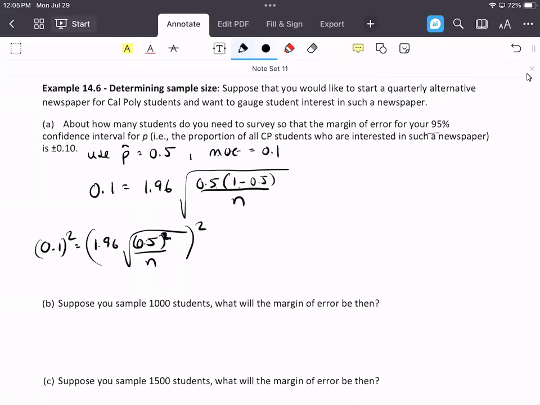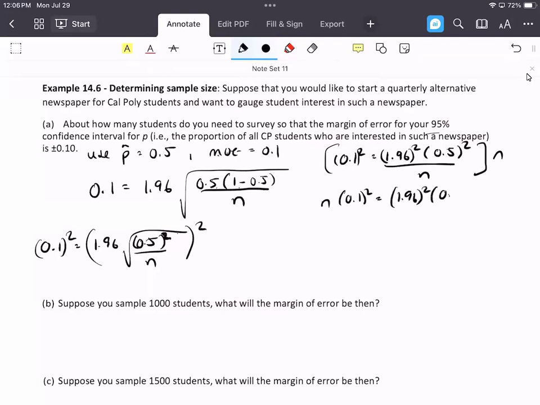Notice I'm not going to do any reducing yet. I end up with 0.1 squared equals 1.96 squared, the square gets rid of the square root, times 0.5 squared all over n. Now we can multiply both sides by n. Divide by 0.1 squared on both sides to get the n by itself. And when you plug that in, you're going to get 96.04 roughly.